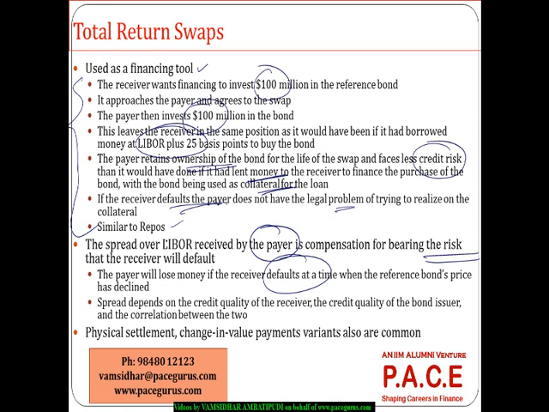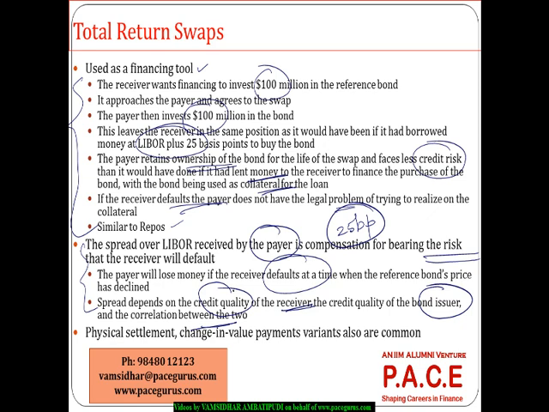The correlation between them is so high. This is one area where we have to focus more and more. So the spread has to depend on two things. One, the credit quality of the receiver, the 25 basis points that we have defined, it has to be based on the credit quality of the receiver, the credit quality of the reference entity or the underlying bond issuer, along with the correlation between the two. So this is where the total return swap understanding becomes more and more essential.